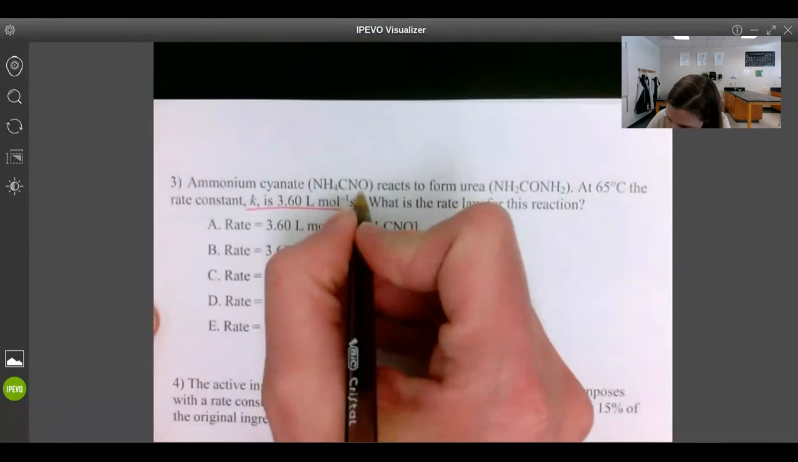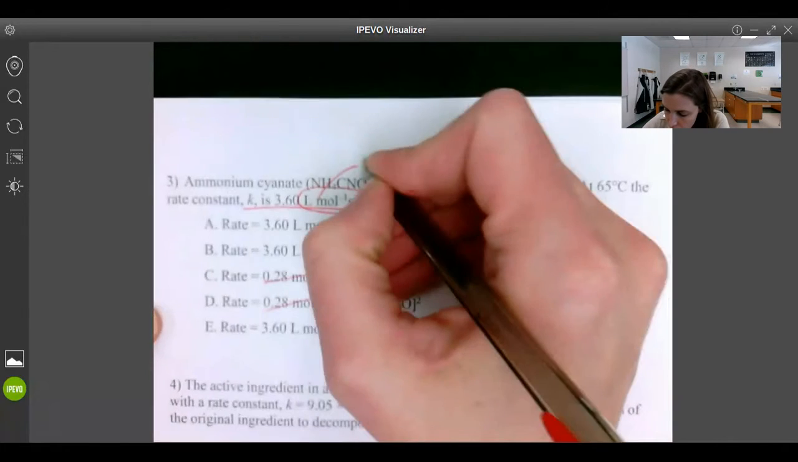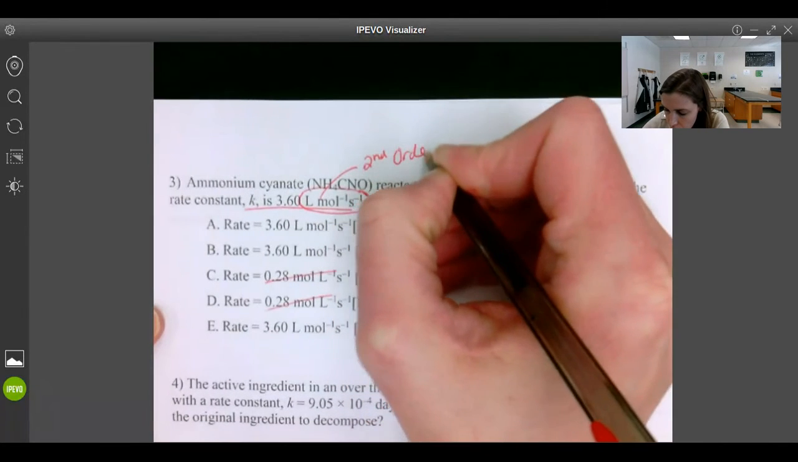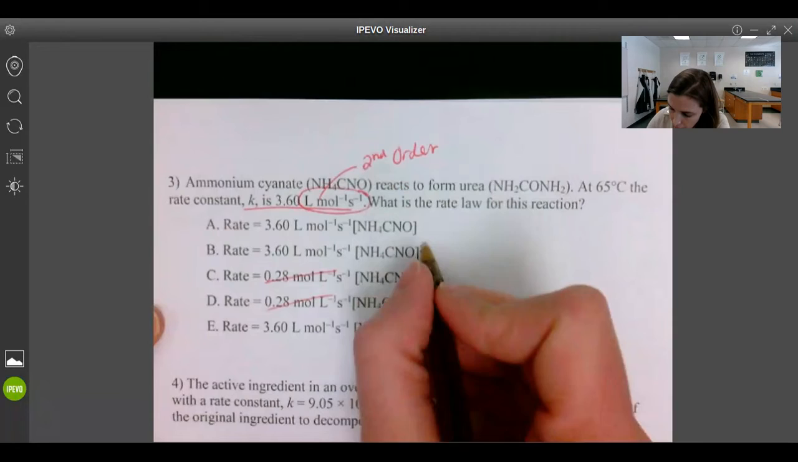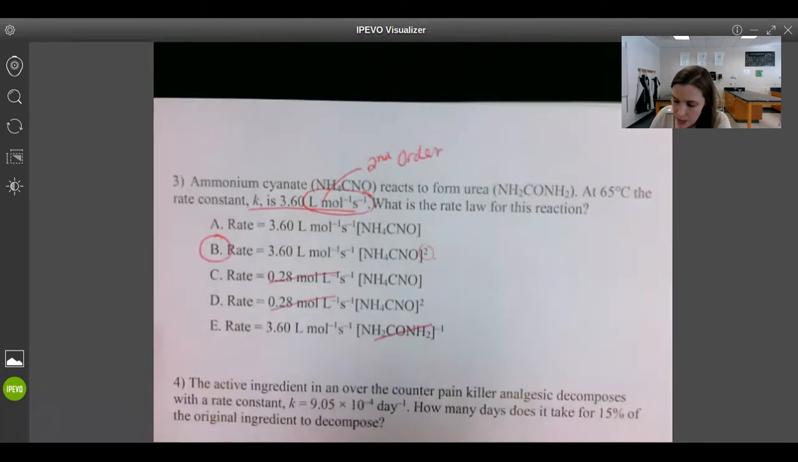If I take a look at my units, and again, this is where units come in and are really helpful, that unit is for a second order, which means we have to have second order in terms of our rate law expression. So that means B is going to be my answer there.